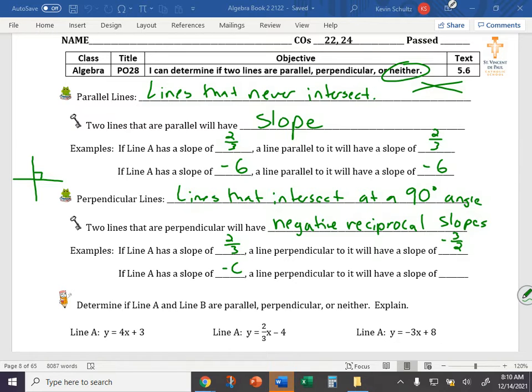So if we have a line with a slope of -6, what's the negative reciprocal or the opposite of a slope of -6, Christopher? Positive 1/6. Okay, not just +6, but positive 1/6. Because remember that -6 is really like -6/1, right? So we flip the fraction, change the sign. And this relationship results in that 90-degree angle. All right, questions? Got the groundwork laid, now let's practice a little bit.